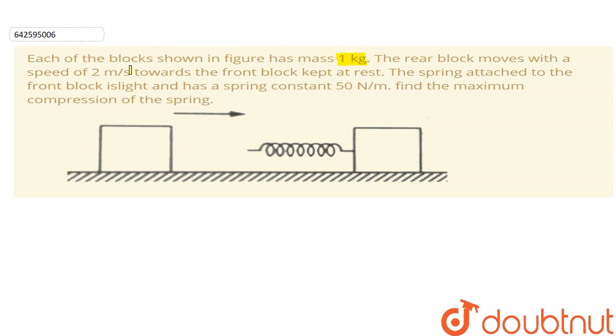Each of the blocks shown in the figure has mass 1 kilogram. The rear block moves with a speed of 2 meter per second towards the front block kept at rest. The spring attached to the front block is light and has a spring constant of 50 Newton per meter. Find the maximum compression of the spring.